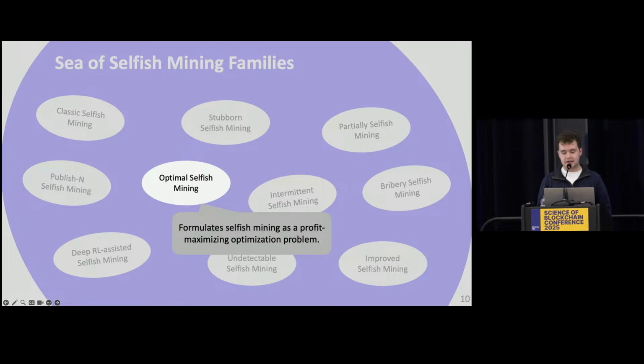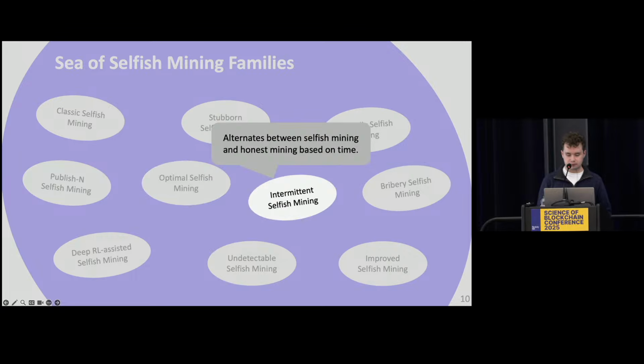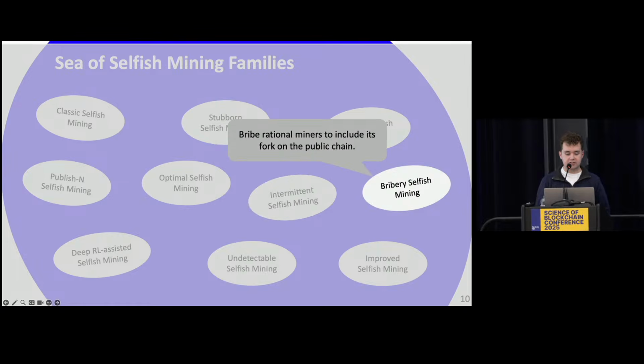And next, as the name implies, this family views selfish mining as an optimization problem to determine what actions would maximize profitability. So moving on, the intermittent paradigm alternates between periods of selfish and honest mining according to time. And in the bribery class, a selfish miner attempts to bribe rational miners to build on their branch of the public chain. So comparing this to the partially selfish mining family that attempts to also attract rational miners, there it's to build on a private chain, where here it's a public branch.